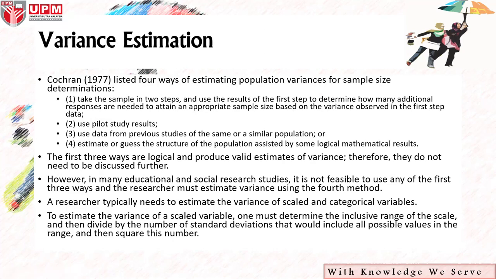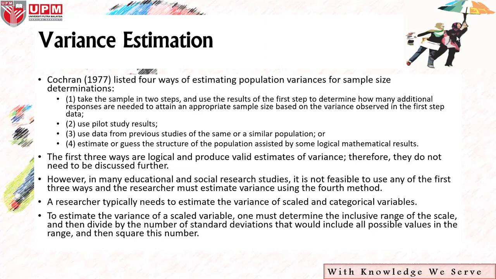Okay, next one, variance estimation. Okay, so Cochran lists down 4 ways of estimating population variance for sample size. Ada empat cara nak tentukan variance populasi. Okay, so first, macam mana kita nak buat? First, take the sample in 2 steps, okay, and use the result of the first step to determine how many additional responses are needed to attain an appropriate sample size based on the variance observed in the first step. Kita collect dulu data, we conduct two series of data collection, and then we determine the variance for the second data collection based on the first one.